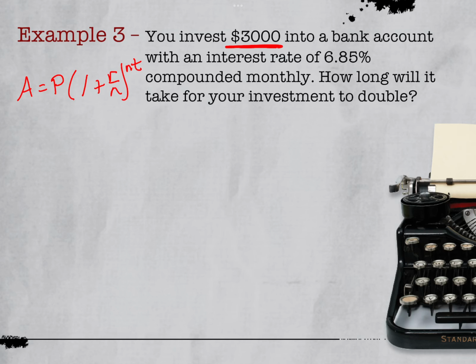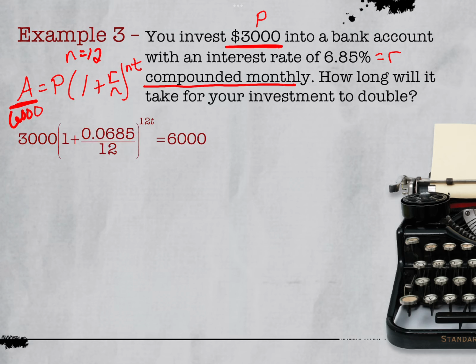We want our investment to double. So if I want my 3,000 to double, that means my A right here would be 6,000. And how long will it take? We don't know T. That's what we're going to solve for. So if I plug in everything I know, we'll have an equation here. I just have it backwards from my A up here. 3,000 times 1 plus 0.0685. Remember, you have to change your rate to a decimal.